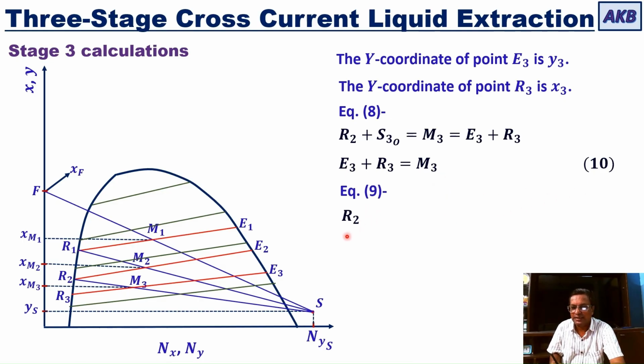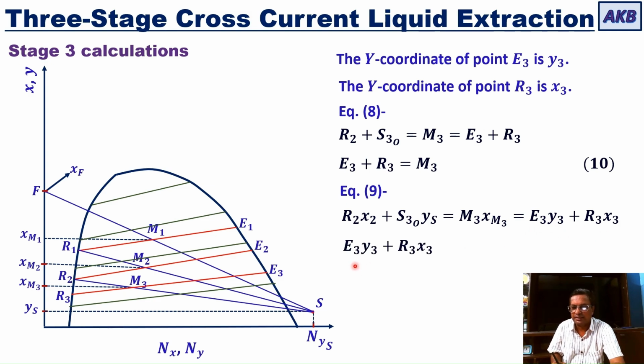Equation number 9 is R2X2 plus S30 into Ys, that is equal to M3 into XM3, that is equal to E3Y3 plus R3X3, and then I can write it like E3 into Y3 plus R3 into X3 is equal to M3 into XM3, and I am calling it equation number 11. In equation 10 and equation 11, there are two unknowns. Which are those two unknowns? One unknown is R3, the other unknown is E3.